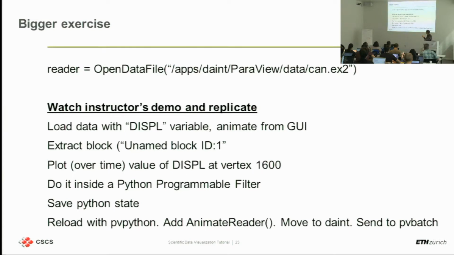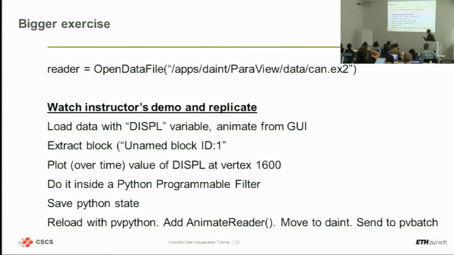We'll do this through the GUI, and then we will repeat the experiment through the Python programmable filter, which we learned yesterday. And by the way, since we're looking at the displacement through this finite element mesh, I'd like to see the maximum of displacement anywhere on that mesh. So I'll ask Python to give me that.